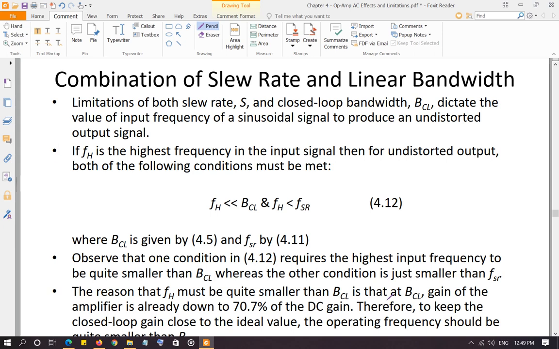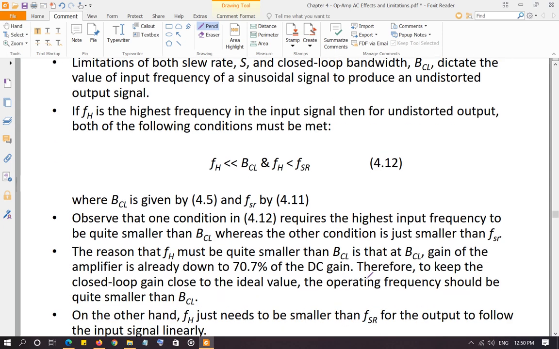So if you have the input signal as a digital pulse or a step signal, then the rise time should satisfy the condition for both closed loop bandwidth restriction and slew rate restriction in order for the output to linearly follow the input. Likewise, if your input signal is a sinusoidal signal, then the frequency of the input sinusoid again should satisfy both the limitation by the closed loop bandwidth and by the slew rate in order for your output to faithfully follow the input.